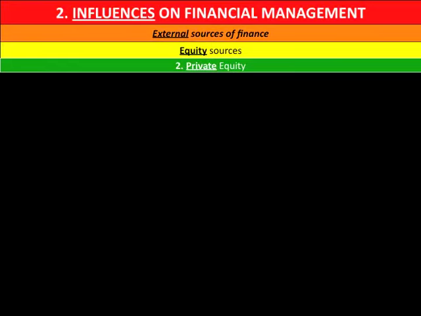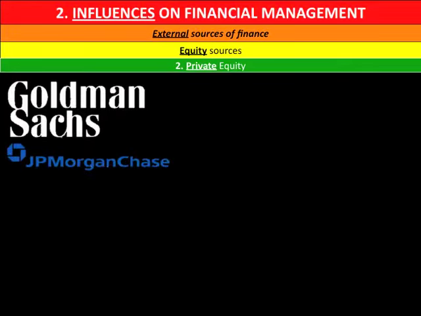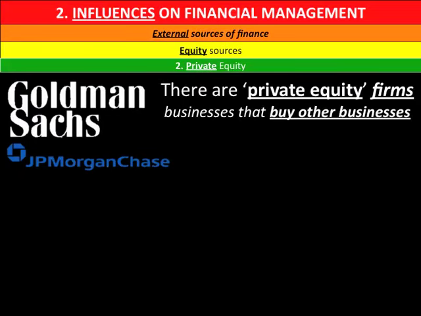The second type, other than shares, of equity sources is called private equity. Places that you might have heard of, like American places like Goldman Sachs and JP Morgan Chase, are private equity firms. They are businesses whose job it is to buy other businesses, or part of them, not the entire business. But they raise the money with billionaires. They get billionaires together and say, right, we as a business are going to buy another business. Do we really want to run the business? No, we don't. JP Morgan Chase isn't really interested in running another business, like a bread shop or something like that. They're interested in buying the other business to make a profit out of it.